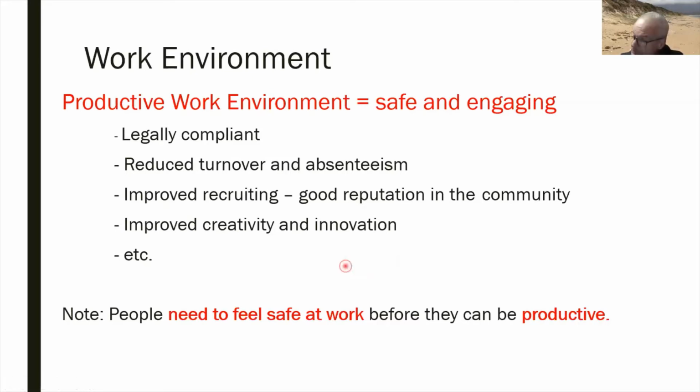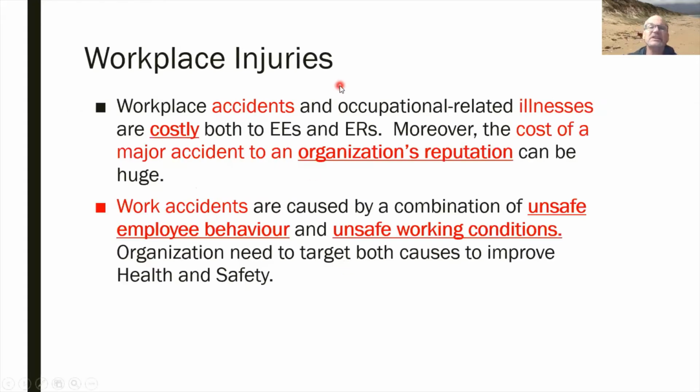All right then. Workplace injuries. This is some classic stuff in health and safety. When you talk about workplace accidents and occupational related incidents, accidents are like a car accident, something which is acute. Occupational related illnesses are things that are chronic. Let's say, for example, you get mesothelioma from breathing in too much asbestos over time. Both of these are costly, both to employees and employers.